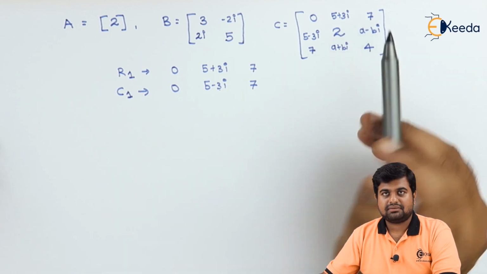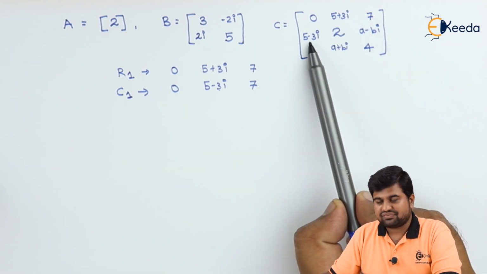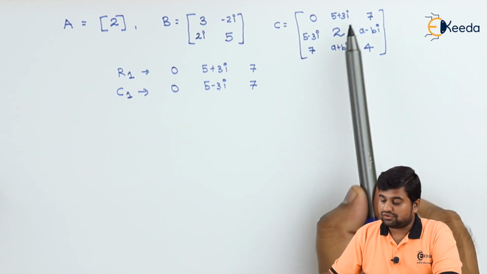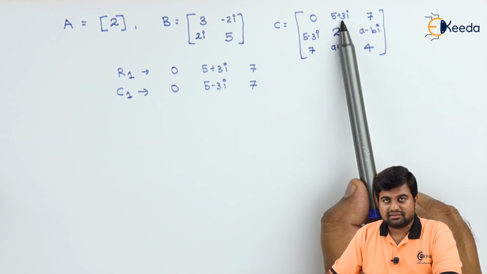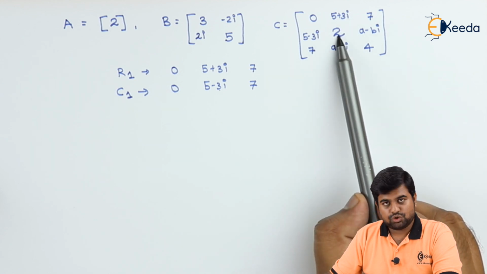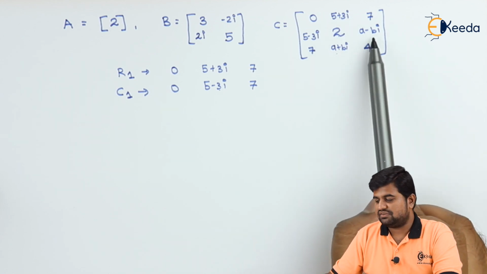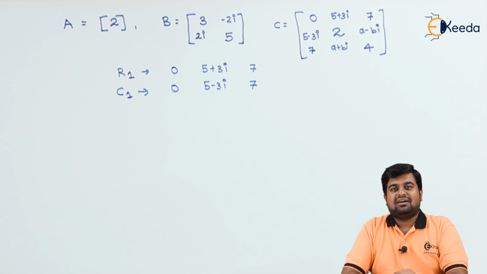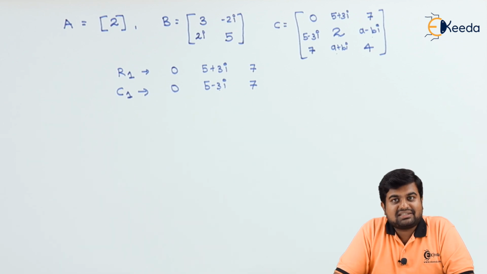If you consider the second row, which is 5 minus 3i, 2 and a minus bi, let us take the conjugate of the same: 5 plus 3i, which is the first element in the second column, 2 a real number, and a plus bi, which is exactly the conjugate of the corresponding element. So this is how a 3 by 3 Hermitian matrix is constructed.